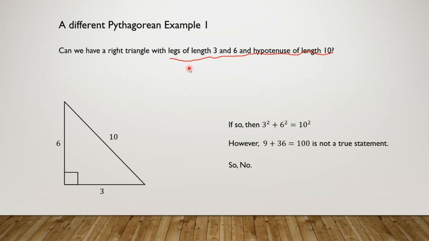So we can't have a right triangle where this is true. So the answer is no. And that's basically what's happening here. I mean, if you did happen to interchange the 3 and the 6, the equation you get would be almost identical. That is, you would get 6 squared plus 3 squared would be 10 squared. And again, that would not be a true statement.